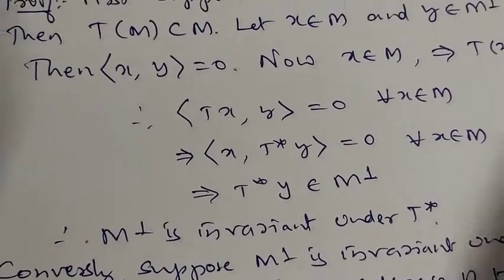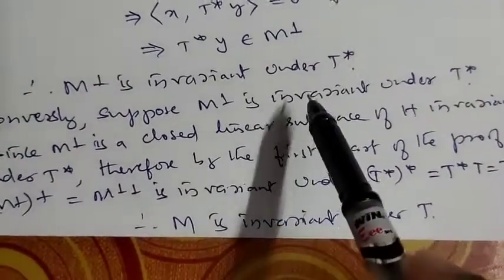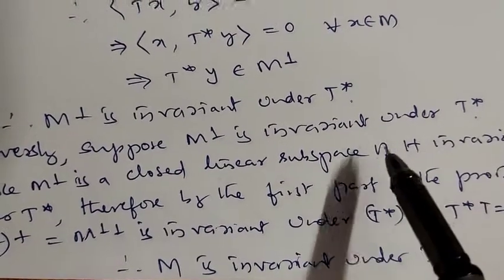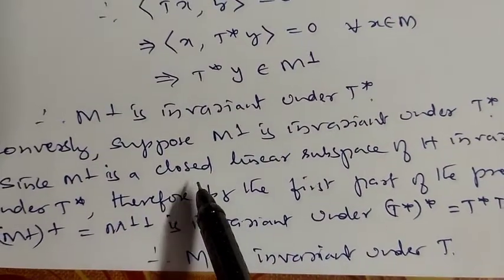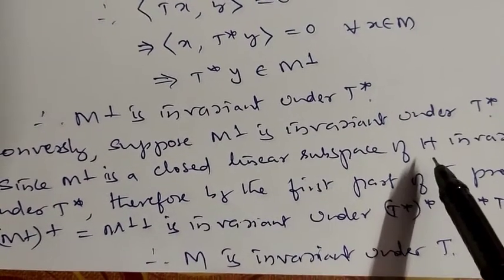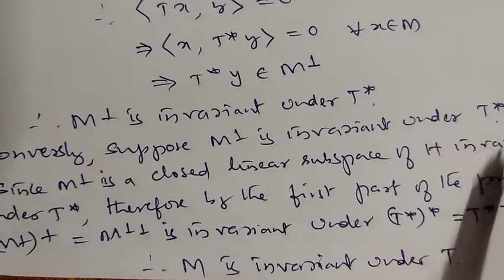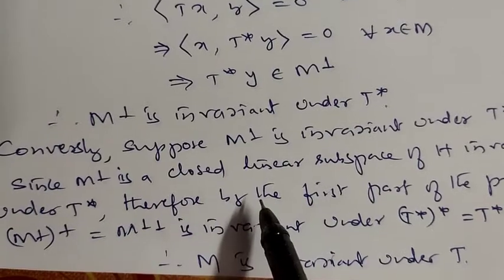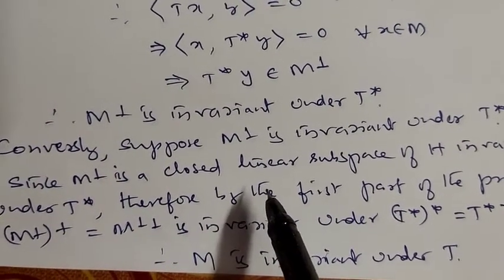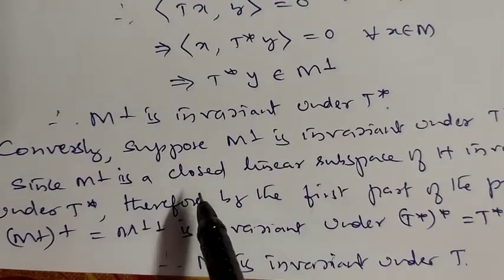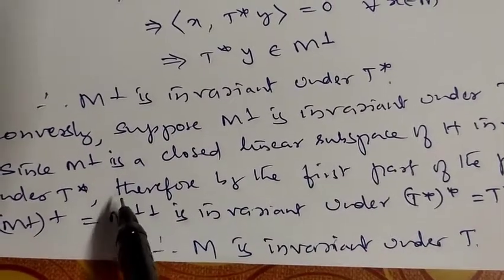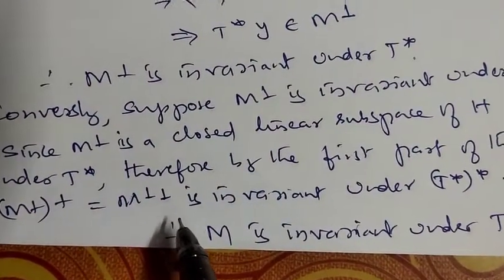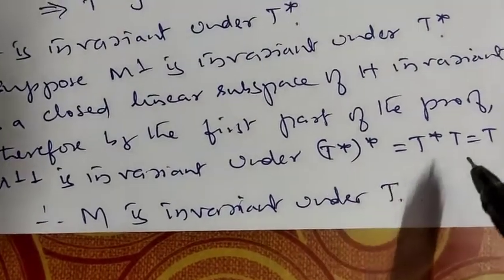So we have assumed that M is invariant under T and we have shown that the orthogonal complement of M is invariant under T star. Conversely, suppose that M perp is invariant under T star. Now, if M is a closed linear subspace, then M perp is also a closed linear subspace of H, which we have assumed to be invariant under the operator T star. Therefore, by the first part of the proof, M perp whole perp, that is M double perp, is invariant under T star whole star, that is T double star.